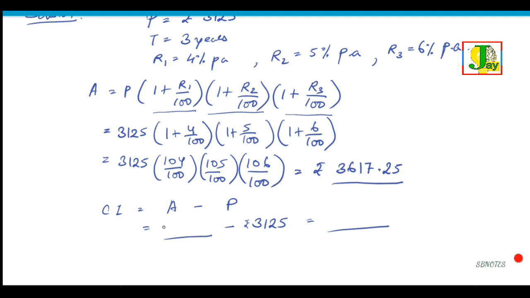And compound interest is amount minus principal. So 3617.25 minus 3125, what you get is 492.25. So this is the compound interest, 492 rupees 25 paisa.